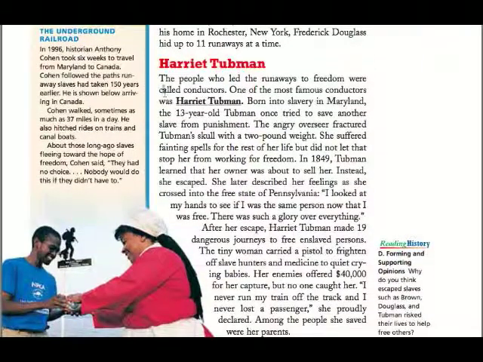Harriet Tubman. The people who led the runaways to freedom were called conductors. One of the most famous conductors was Harriet Tubman. Born into slavery in Maryland, the 13-year-old Tubman once tried to save another slave from punishment. The angry overseer fractured Tubman's skull with a 2-pound weight. She suffered fainting spells for the rest of her life, but did not let that stop her from working for freedom. In 1849, Tubman learned that her owner was about to sell her.